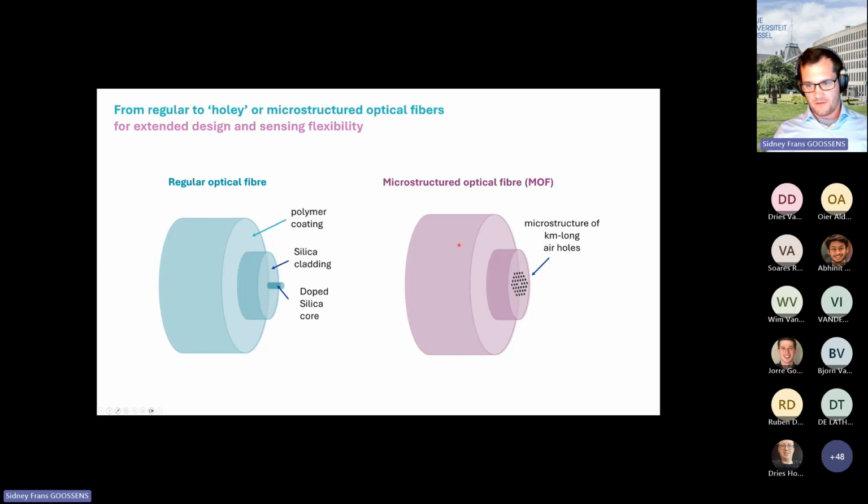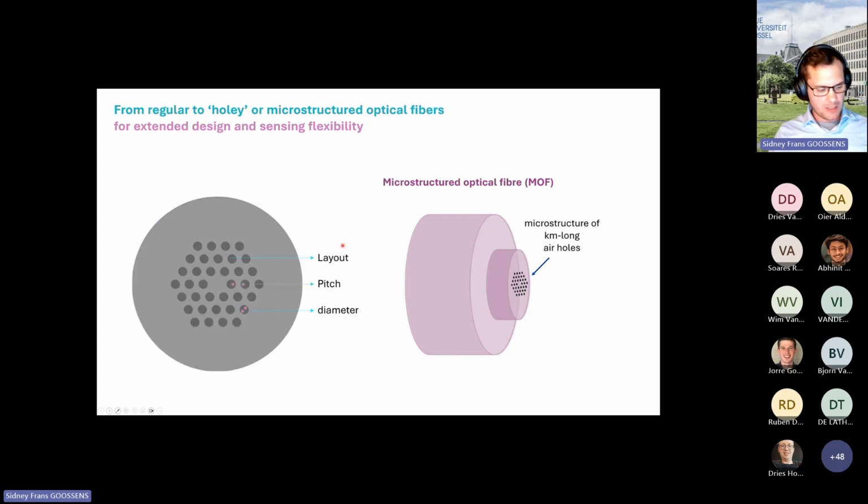What is now a microstructured optical fiber? There we don't use a typical core cladding structure as in glass. We will use a microstructure of air holes, as you can see here, a hexagonal microstructure of air holes. And those air holes run along the whole length of the optical fiber. So here you just see the cross section of the optical fiber, but the air holes run through the whole length of the optical fiber. What's an advantage here? Well, we can tweak these configurations as we want. So we can change the layout, we can change the pitch, we can change the diameter of different air holes. So we can really construct a microstructure for an application that we have envisioned.